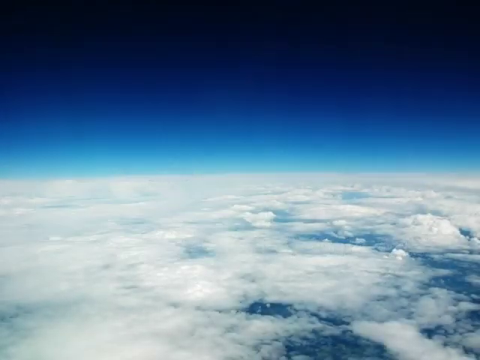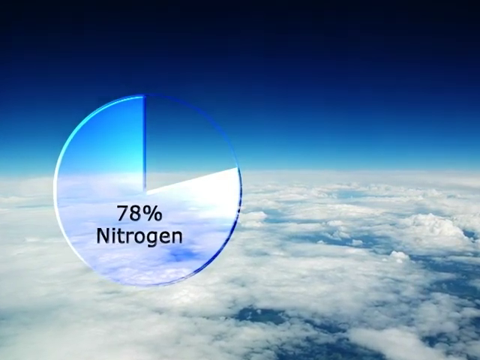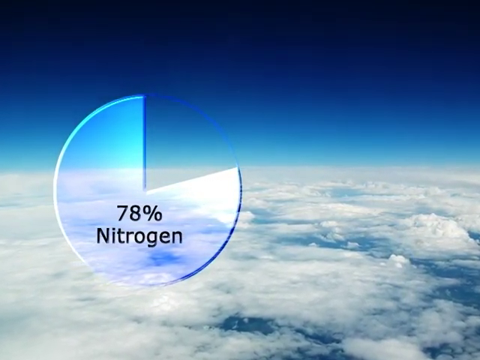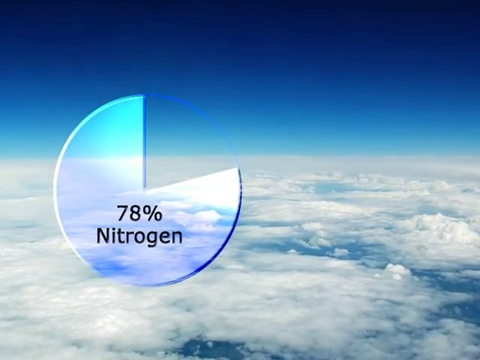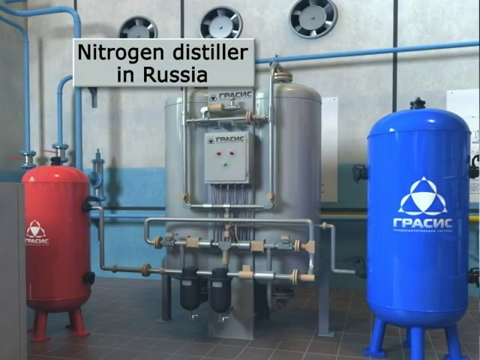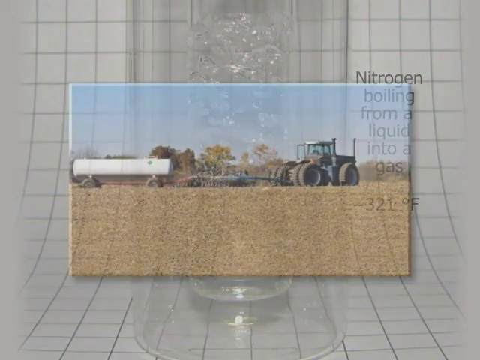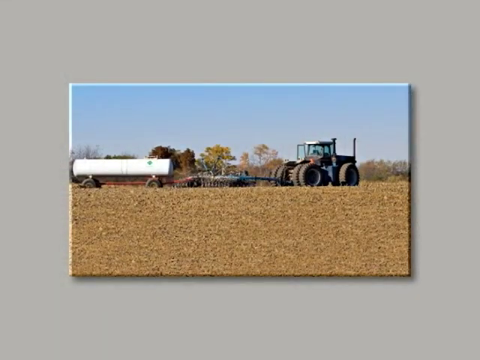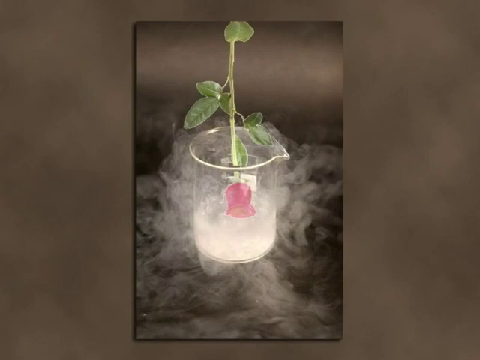Nitrogen makes up 78% of the air we breathe, almost 80%. And it is one of the most non-reactive elements that isn't a noble gas, fortunately. Manufacturers extract it from common air through distillation. Nitrogen is used mostly in ammonia as an agricultural fertilizer. Liquid nitrogen is used to freeze other materials.